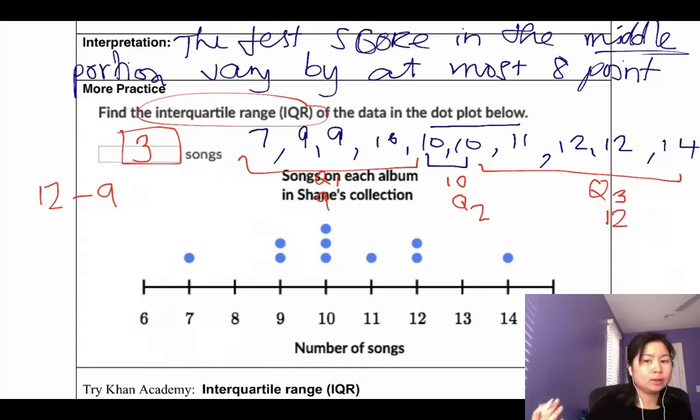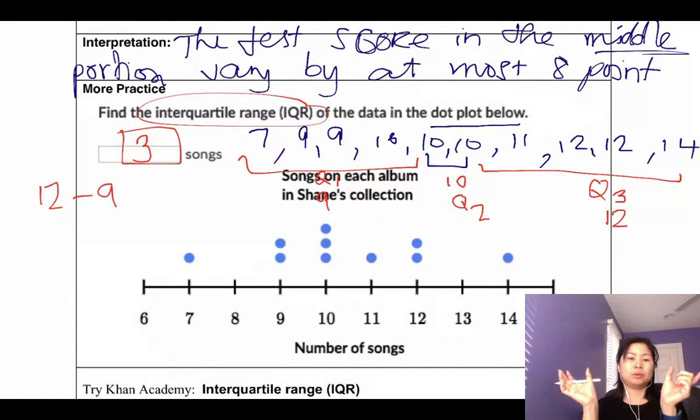So that's what you can do to find the interquartile range. You need to figure out Q1 and you need to figure out Q3. But before you can do that, you have to figure out Q2, because that's what splits the data into 2 equal portions.